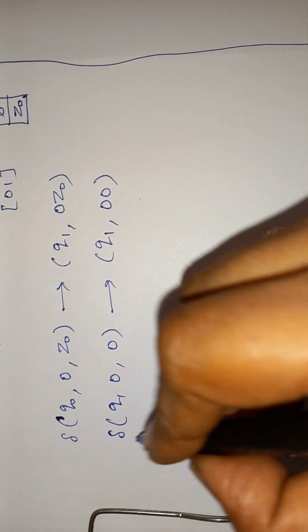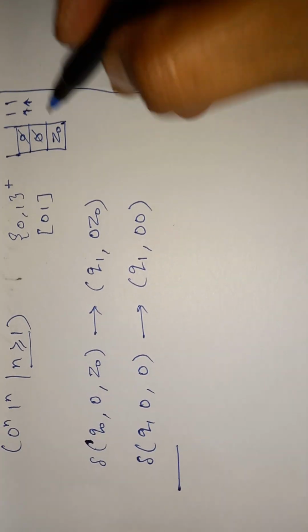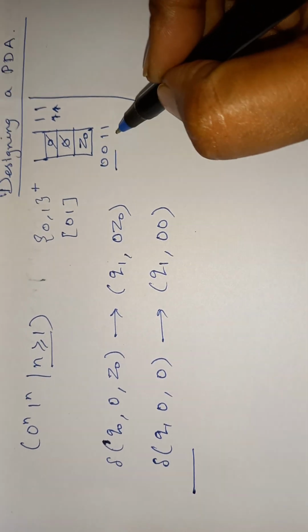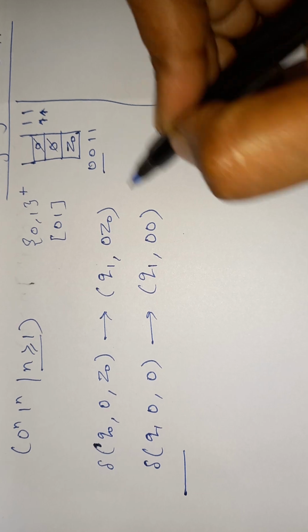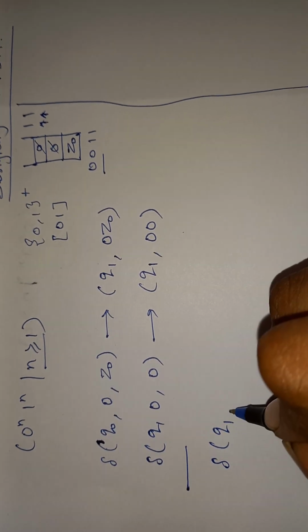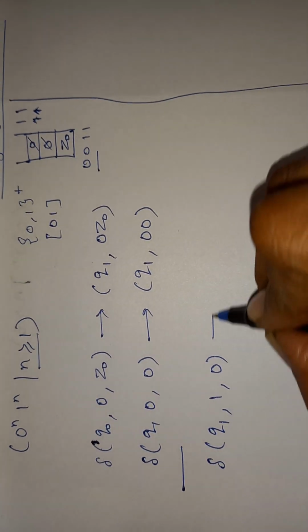Now what is the next condition here? So this is the initial thing, right? After that, once all the zeros have been entered, now what is the condition? After entering, next when 1 comes, what is the stack top now? 0 is the stack top. So we are in the state Q1, and what is the input? 1, and what is the stack top? 0.